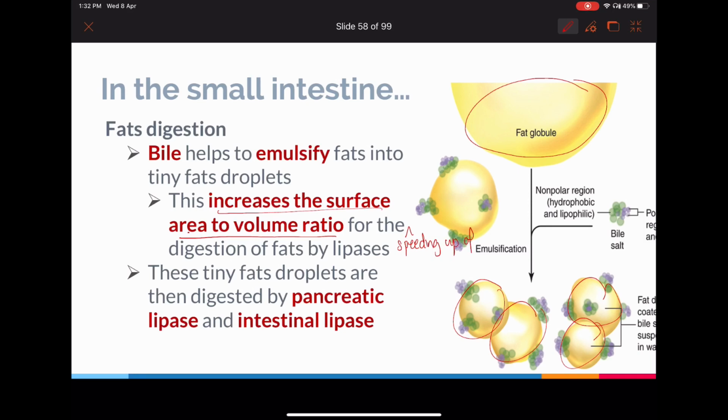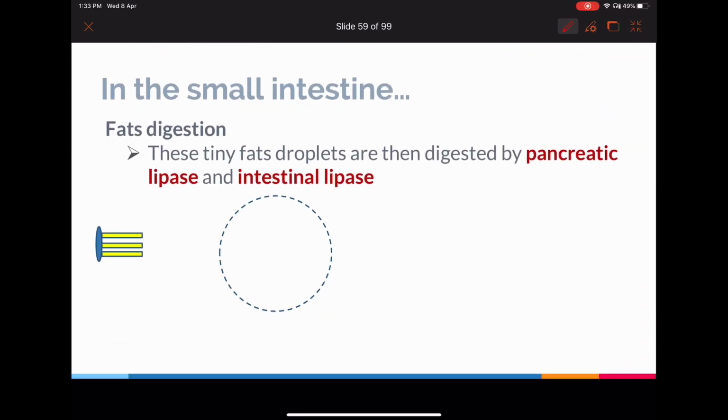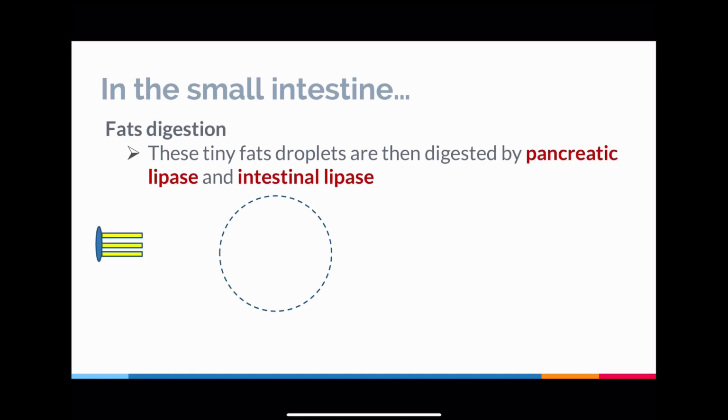So basically, I'm saying that with bile, it helps to break the entire fats into smaller droplets, and these smaller droplets can then go through digestion. The digestion requires the use of enzymes, which are the pancreatic lipase as well as the intestinal lipase. You might be wondering why we can't just call it lipase, because we need to know where they come from. This came from the pancreas, and this came from the small intestine. So once this tiny fat droplet encounters the enzyme, it will be digested.